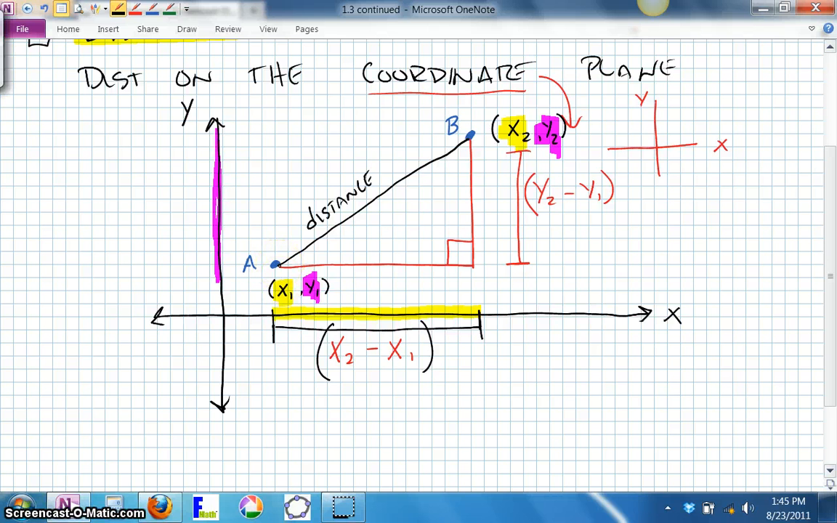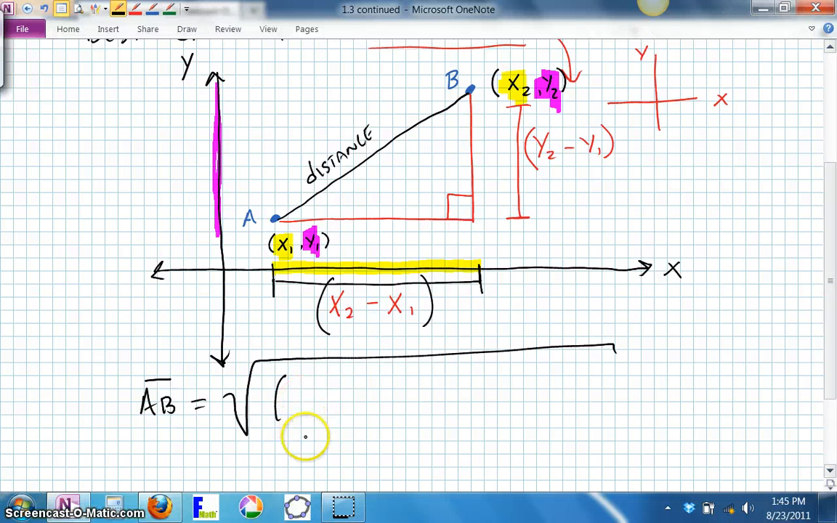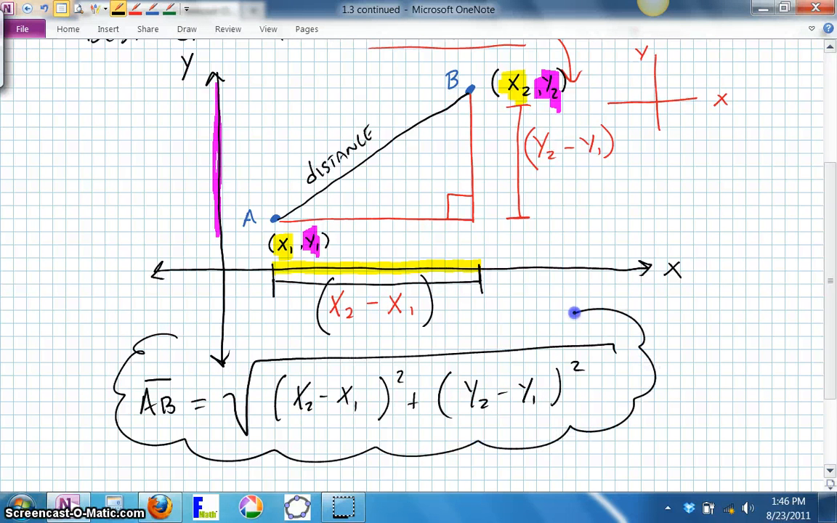the distance from A to B, the line segment, is defined to be the positive square root, since we're talking about distance, of something squared plus something else squared. Anybody know what I put in there? Yeah, Oscar. X sub 2 minus X sub 1, and Y sub 2 minus Y sub 1. And that right there, ladies and gentlemen, is the distance formula.